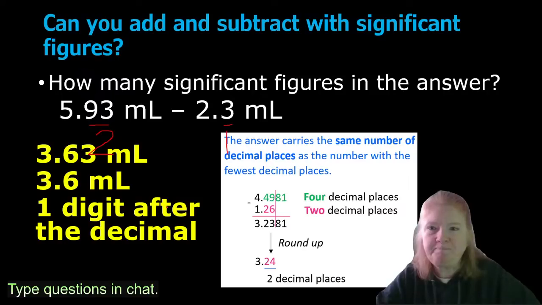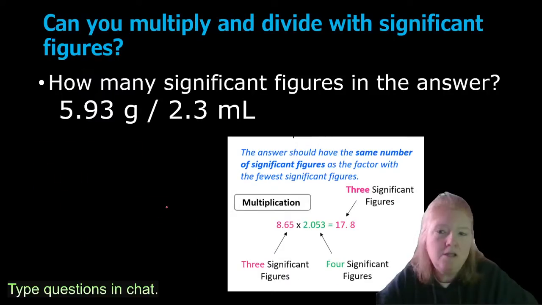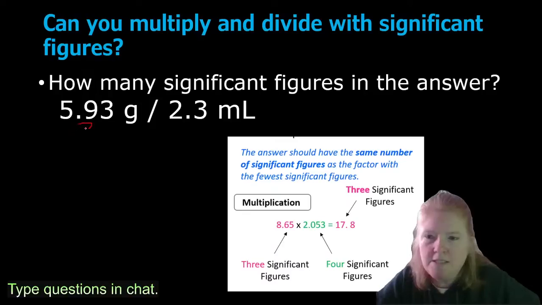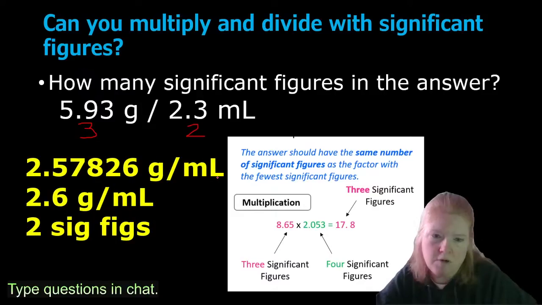For multiplying and dividing, the rule is that you need the least number of significant figures. So this is 3 significant figures. This is 2 significant figures, right? So my answer, the first one is what you get when you put it in the calculator. The second one is rounded to the correct number of significant figures, all right?